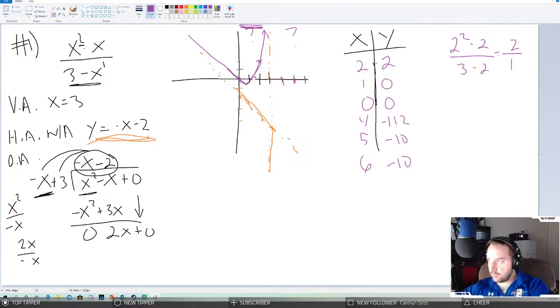Let me clean that up a little bit. Now, like I said, it's not perfect. It's just a sketch. Now, at 4, we said it's negative 12. So 1, 2, 3, 4, 5, 6, 7, 8, 9, 10, 11, 12. So at 4, it's negative 12. Sorry, I don't know why I put negative 112. At 5, it's negative 10. And at 6, it's negative 10.